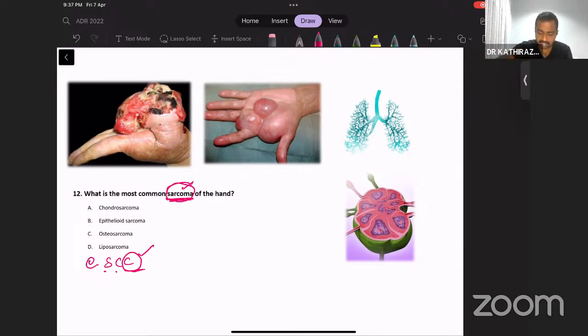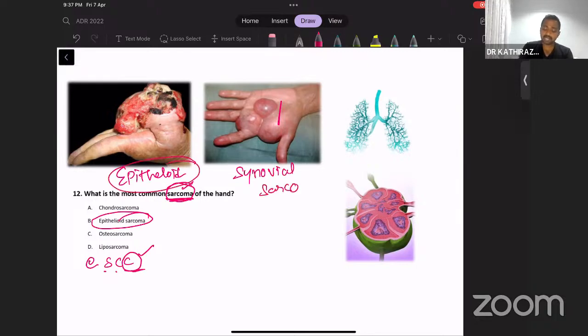For this question, the answer is epithelioid sarcoma. It is not epithelial sarcoma. Epithelioid sarcoma, which means a mesenchymal cell origin which looks like an epithelial carcinoma. It looks like a squamous cell carcinoma. Are you seeing this picture? Isn't it looking like a squamous cell carcinoma? But it is not squamous cell carcinoma. It is an epithelioid sarcoma. And the next picture, what I have shown, is synovial sarcoma.